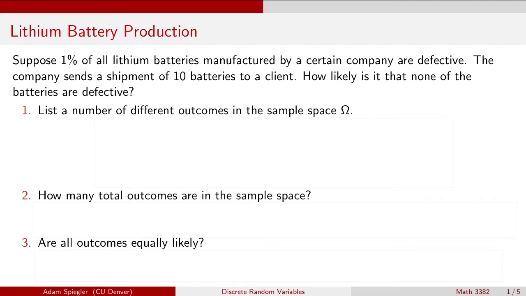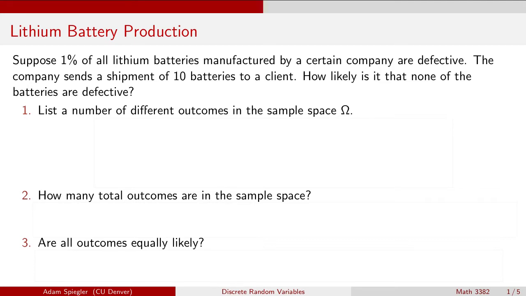So suppose we know that 1% of all lithium batteries manufactured by a company are defective. The company sends a shipment of 10 batteries to a client. How likely is it that none of the batteries in that shipment are defective?